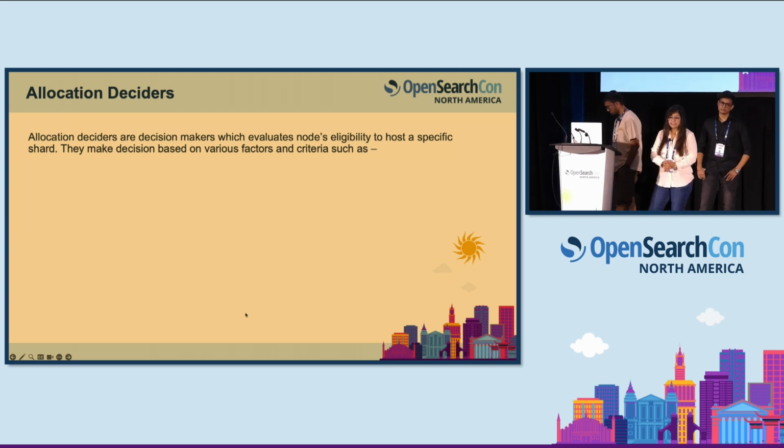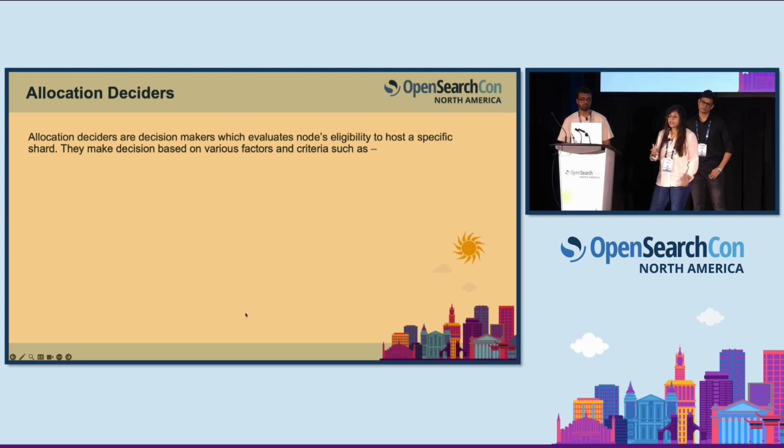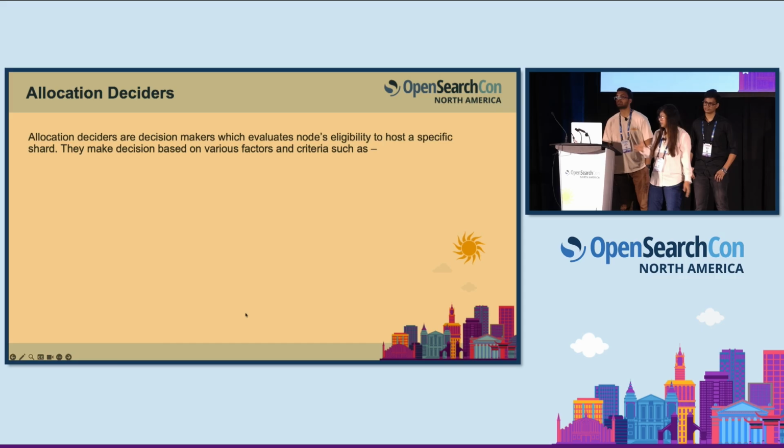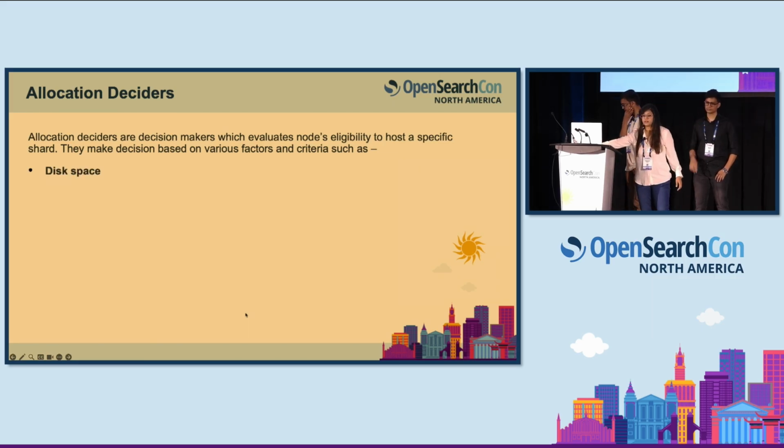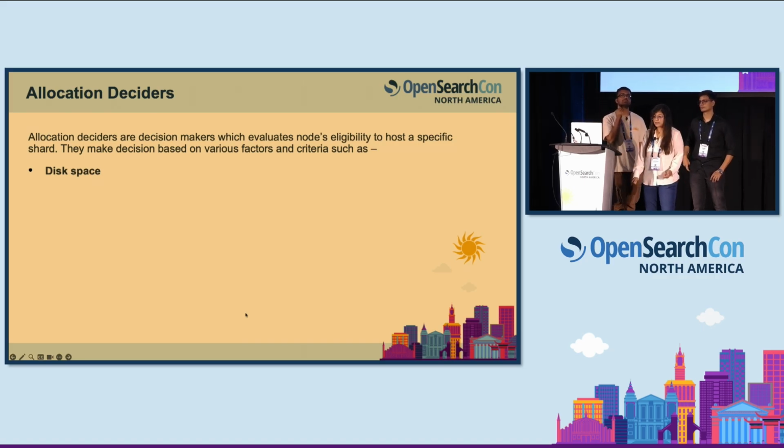Getting into more details of deciders, so allocation deciders are basically a bunch of constraints which say yes or no for a particular shard and a particular node. Right, so let's just go into some of the critical deciders that we have. The first one is disk space based. So the idea is that we specify that, hey, I want to assign only 80% of my disk to the shard. So if I try to assign a shard to a node, if it is already above 80%, the disk decider will say, no, I cannot assign. Or if right now it is at 70%, but allocating a new shard may take it over 80%, then it would say, no, this node is not eligible.